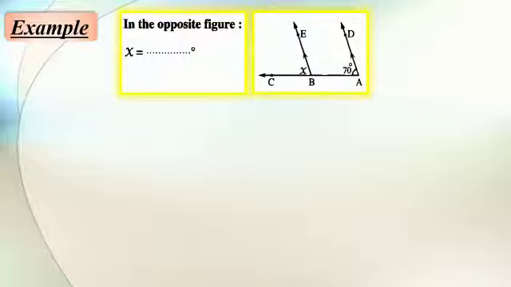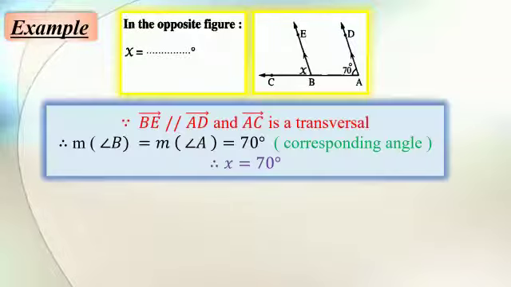Another example here. In the opposite figure, find the value of x. Okay, how to find the value of x here? Since AD is parallel with BE and AC is the transversal, then the measure of angle B equals the measure of angle A, which equals 70 degrees, as corresponding angles. Then the value of x equals 70 degrees.